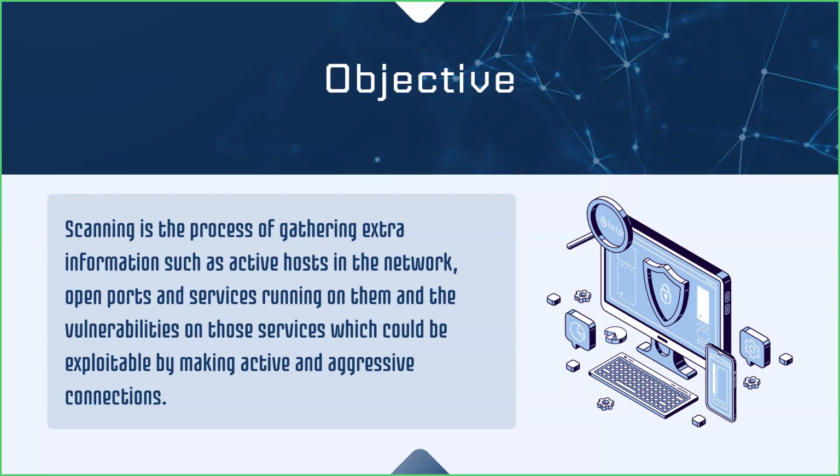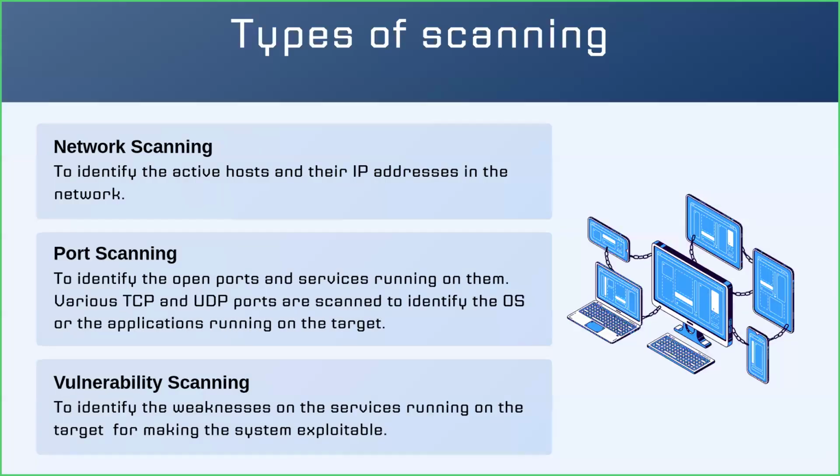Okay. So again, getting information such as the active devices in the network, open ports on those devices, services running on them, and the vulnerabilities on those services which could be exploitable. This is a piece of information you're trying to gather, and this is obtained by making active and aggressive connections. So depending on what kind of information you're getting, we can categorize the type of scanning as well. Okay, so there are three main broad categories. There's network scanning, port scanning, and vulnerability scanning.